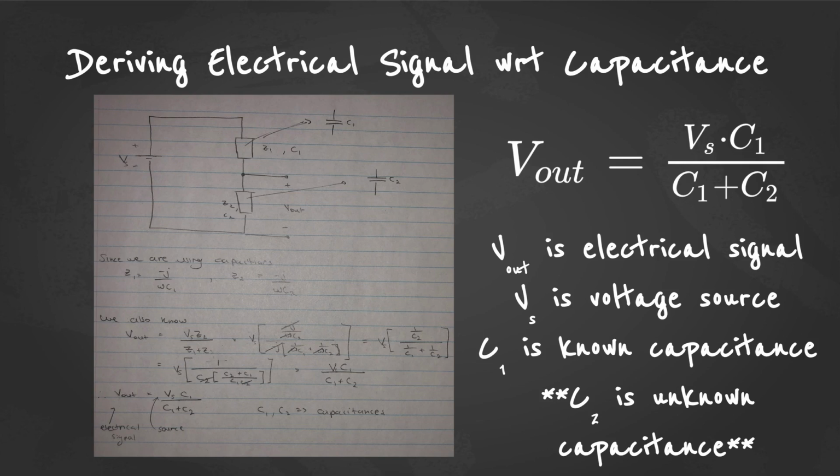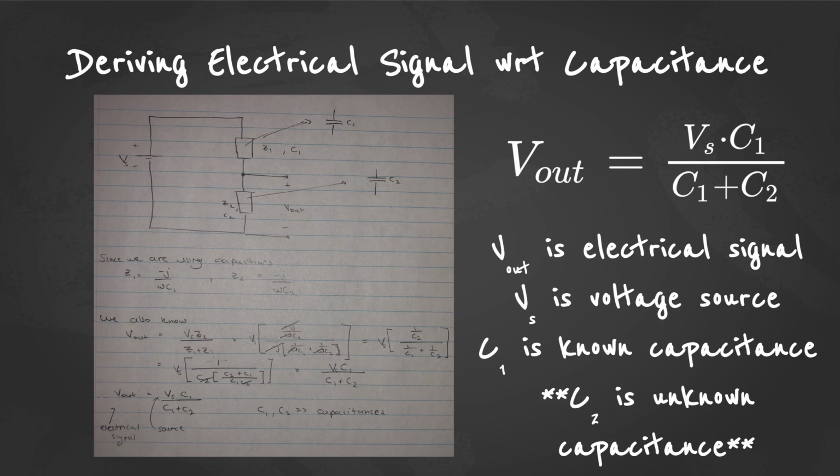Moving forward, we want to derive electrical signal with respect to capacitance. So in the previous slide, we designed our circuit, and you can see the diagram on the paper on the left-hand side of the screen. Essentially, we replace both of the capacitors with impedances to create a more simplified formula. I pointed out that these impedances both represent capacitance. So the impedances Z1 and Z2 also have a capacitance C1 and C2. And I also labeled what V out is equal to.